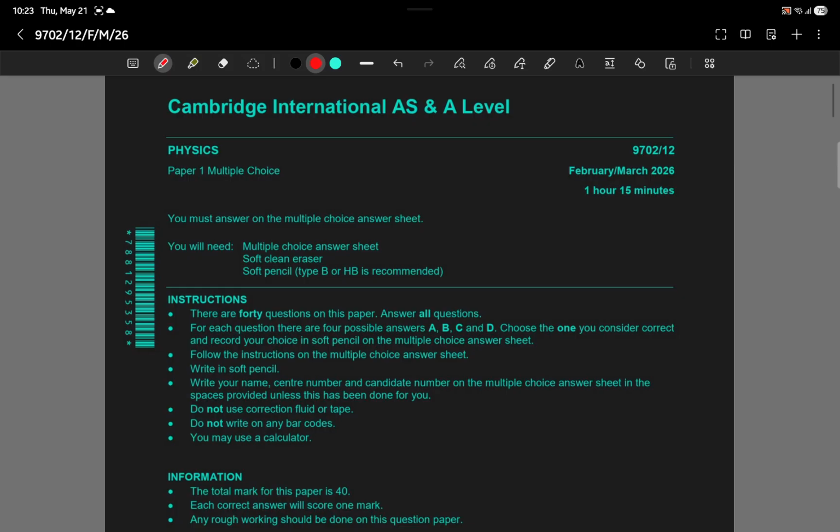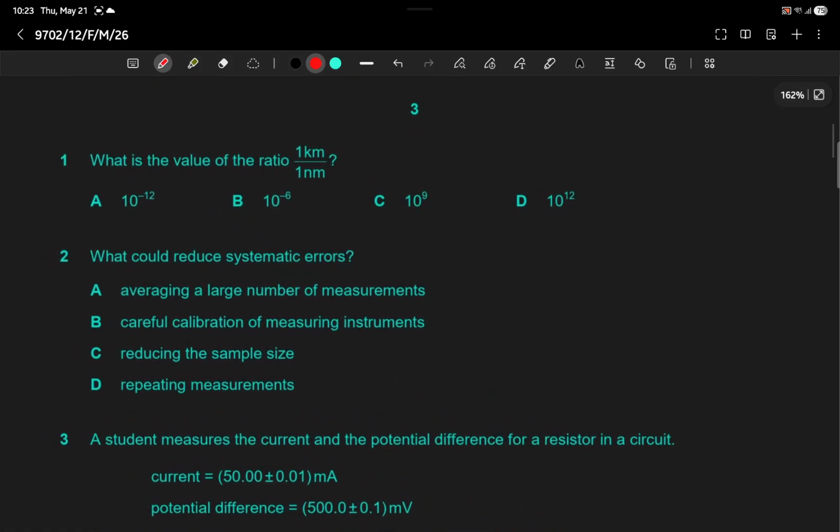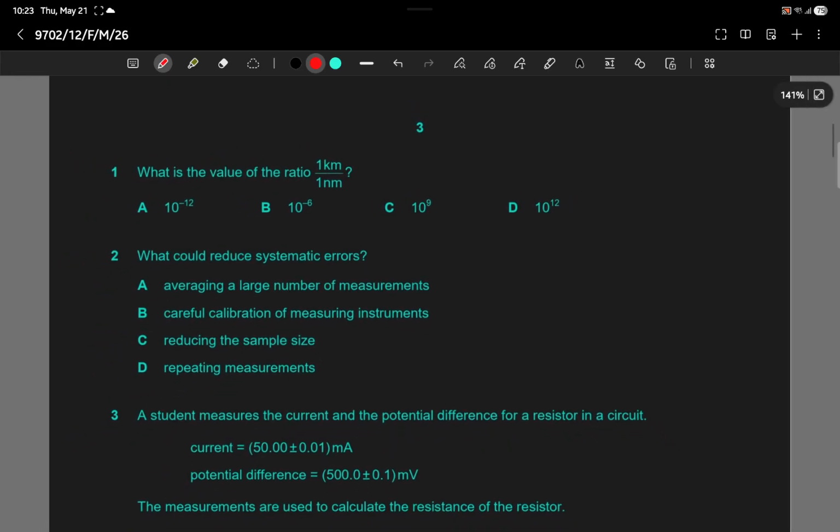Today we are going to be solving Physics Paper 1 February March 2026 variants, as your exam is on the 3rd, I think 3rd or 2nd of June. So here we go. The first question we have here is, what is the value of the ratio 1 km by 1 nm, which is nanometer?